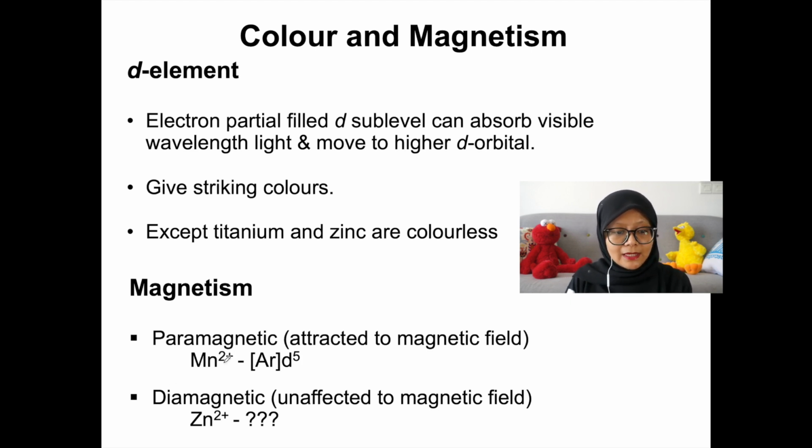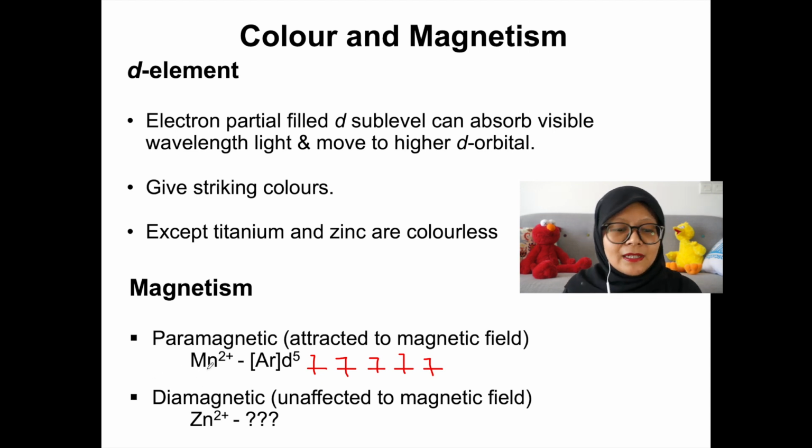So, as you can see, for example here, we have manganese 2+, where the electron configuration is Ar 3d5. When you draw the d orbitals, because we have 5 d orbitals, for d5 you need to put one electron singly in each orbital. So this manganese 2+ is a paramagnetic ion because it has unpaired electrons.